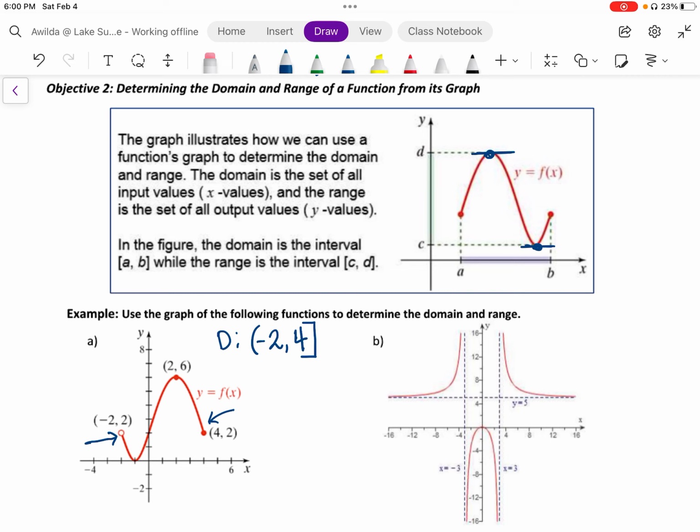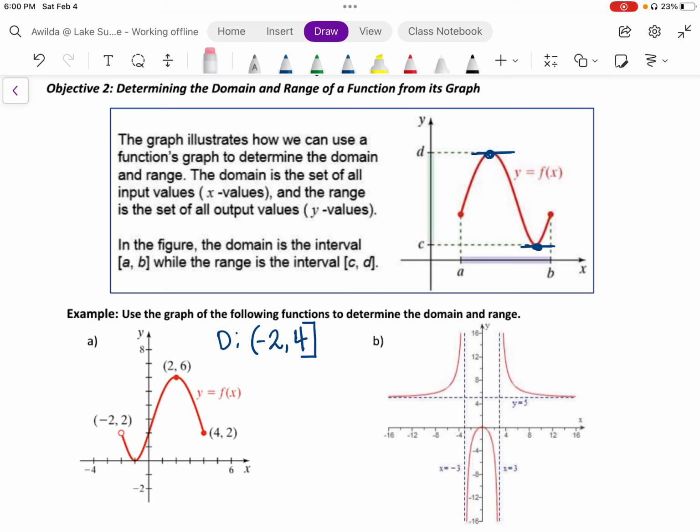In other words, our x values for the ordered pairs in this graph go from -2 to +4 with -2 not included and +4 included. Again, we're looking at the leftmost point and the rightmost point, and in this case, the leftmost point is not included but serves as a boundary. Where did we get these values? The x-coordinates. All right, let's erase this so we can talk about the range.